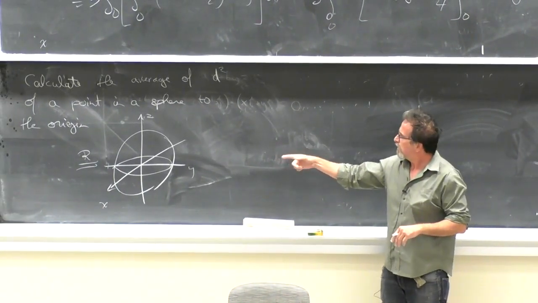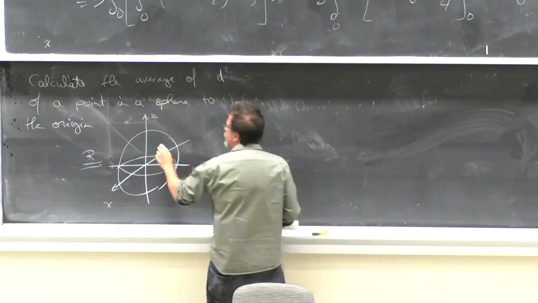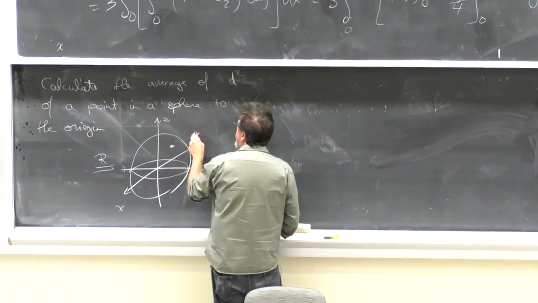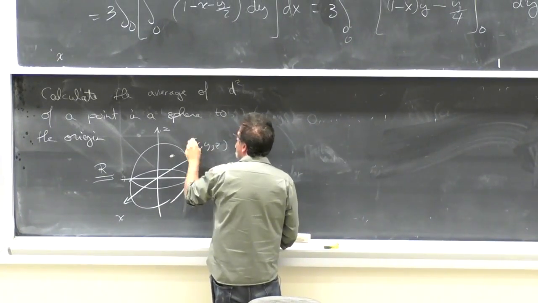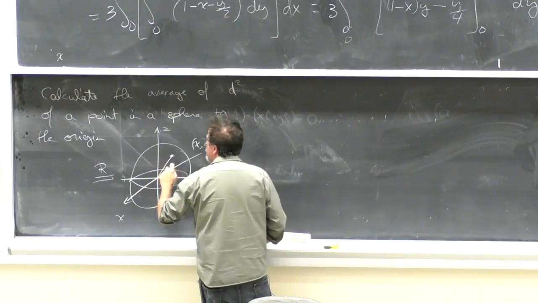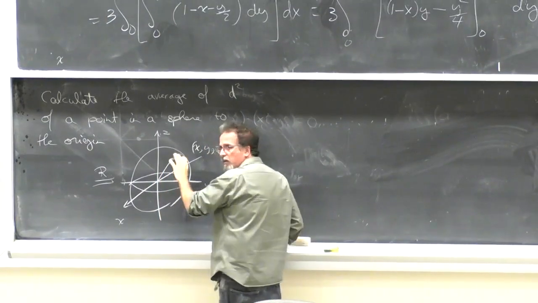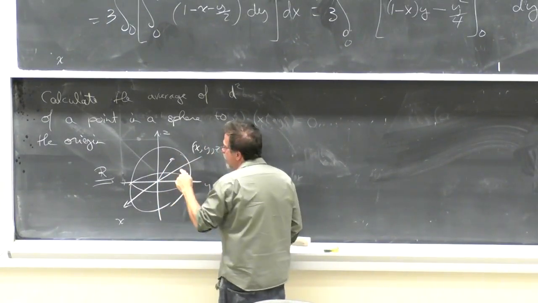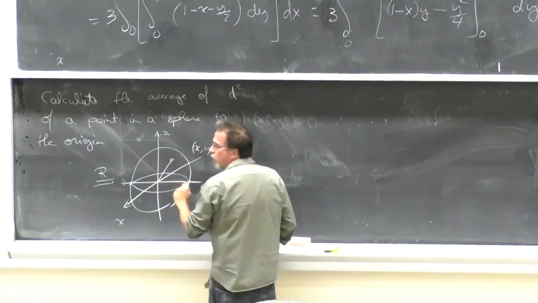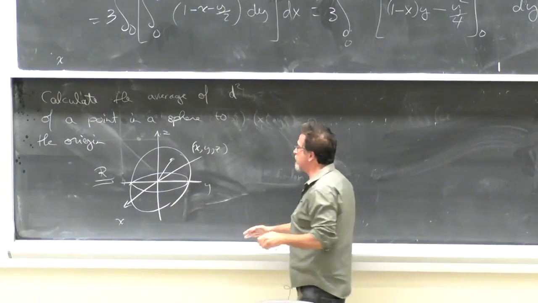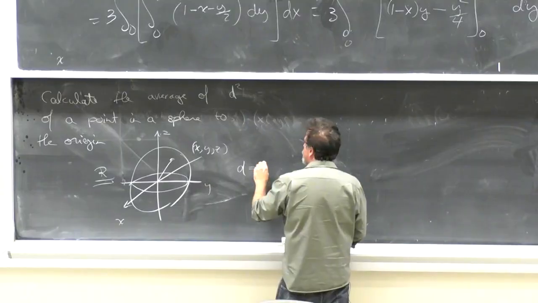Calculate. What I want to do is average the function d squared. If I have a point here that has x, y, and z coordinates, supposed to be not on the surface, but somewhere in the sphere, I can measure the distance from this point to the origin. That's the distance function d, and that's equal to the square root.